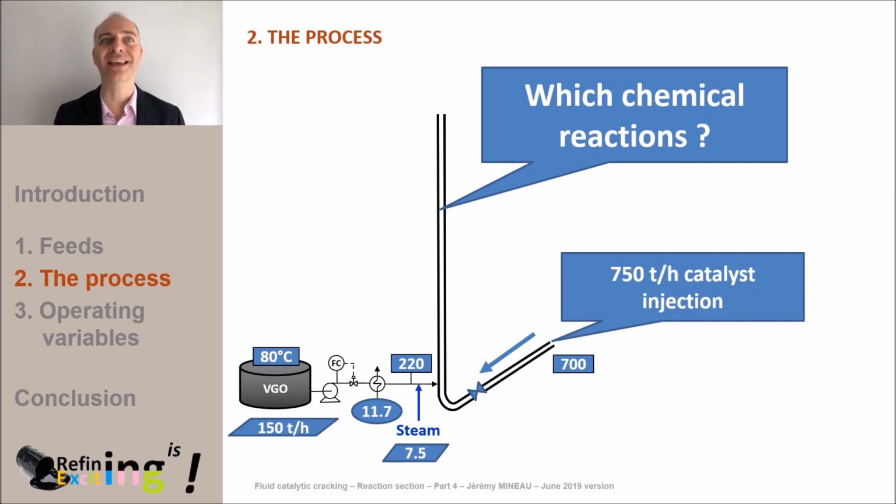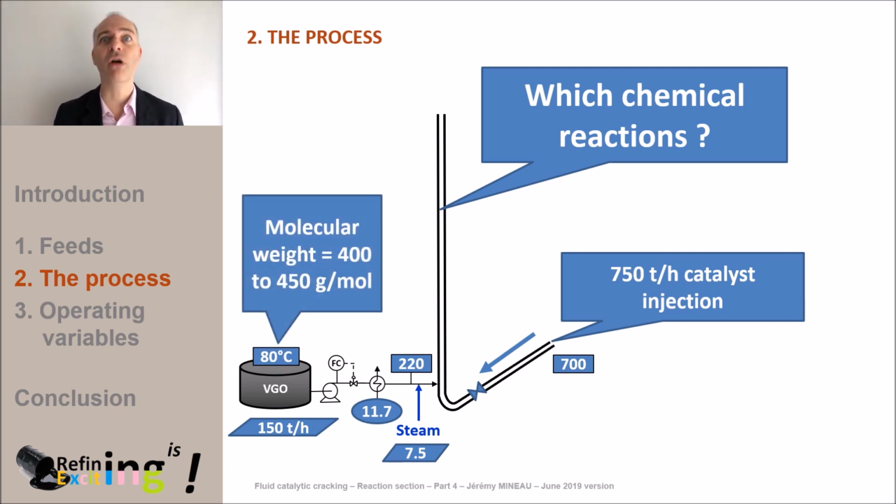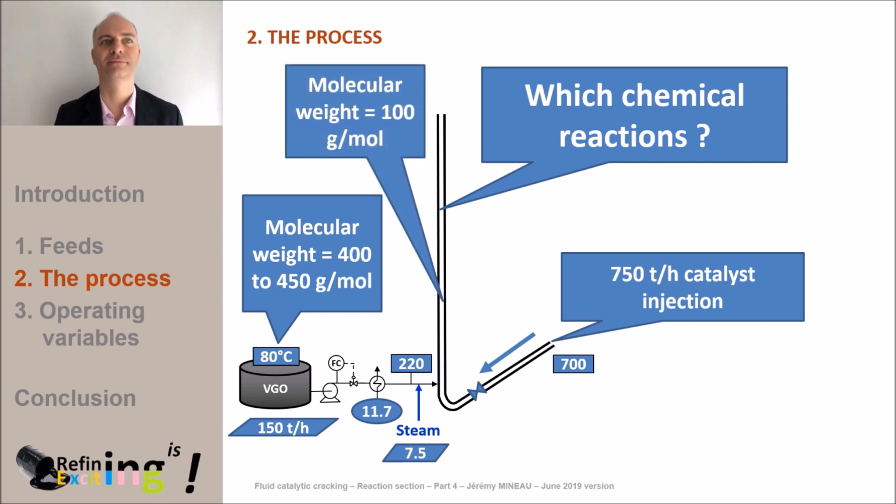Indeed, it will crack into a multitude of molecules that are much lighter than the VGO. Indeed, the VGO has a molecular weight between 400 and 450 grams per mole. The mixture of molecules resulting from the cracking of the VGO will be about 100. With such a drastic molecular weight reduction of the gaseous mixture, the cracked VGO takes much more volume and is accelerated in a so-called riser equipment. The mixture of molecules and catalyst therefore follows an upward movement in the riser.